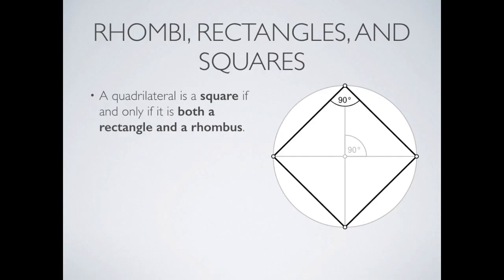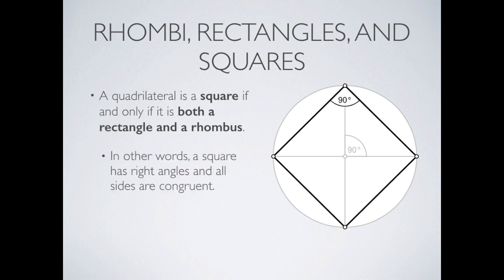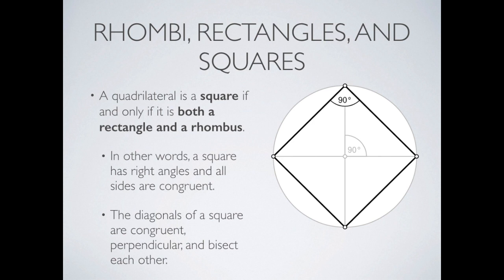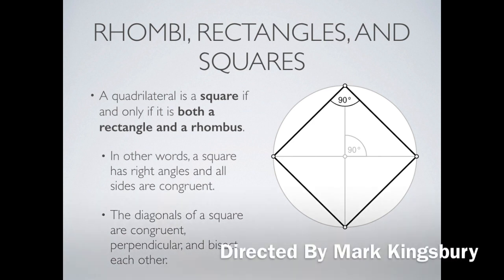Finally, rhombi and rectangles are related to each other. We have a square if the shape is a combined rectangle and a rhombus. To put it another way, if we have a square, that means all of the angles are right angles and all the sides are congruent. Furthermore, the diagonals are congruent in length, they're perpendicular, and they bisect each other.